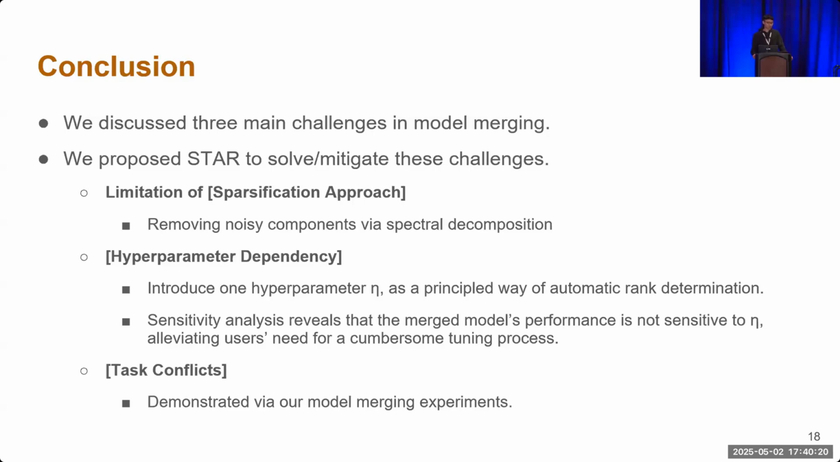So to conclude what we have talked about today, we first discussed three main challenges in model merging. Then we proposed to solve each of these challenges by STAR. Specifically, first, we could break the limitation of the specification approach by removing noisy components in spectral space. Second, we could mitigate hyperparameter dependency by introducing eta. So eta can do two things. First, it could automatically determine the remaining rank. And second, by experiment, we found that it won't have much influence on the merged model performance. And finally, our experiment results show that we have successfully tackled task conflicts, which is the main challenge we face in model merging.